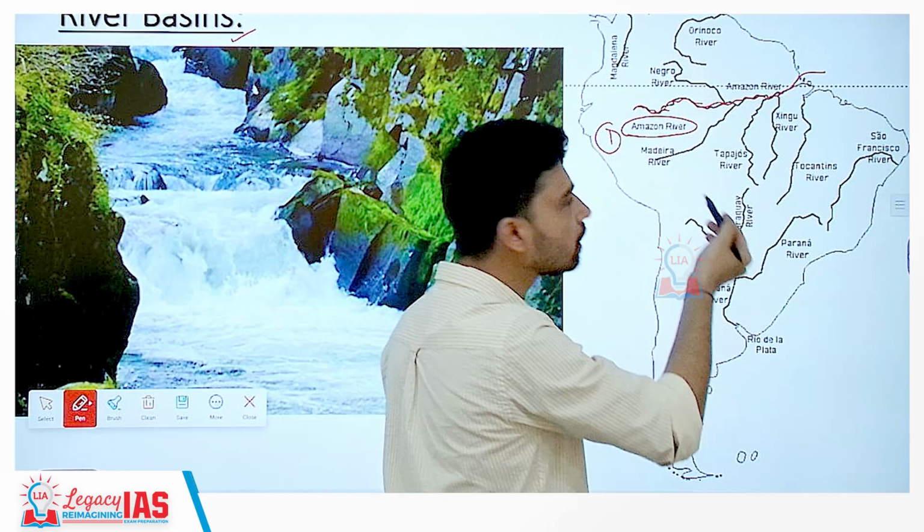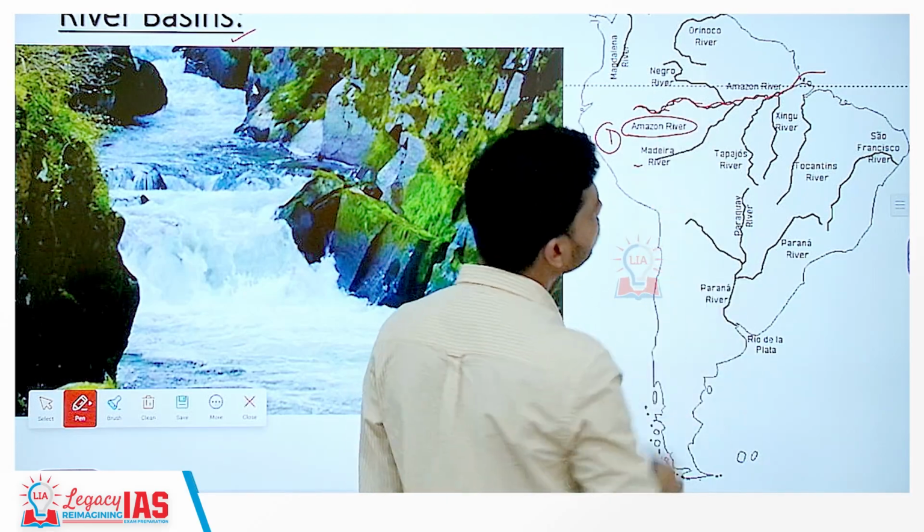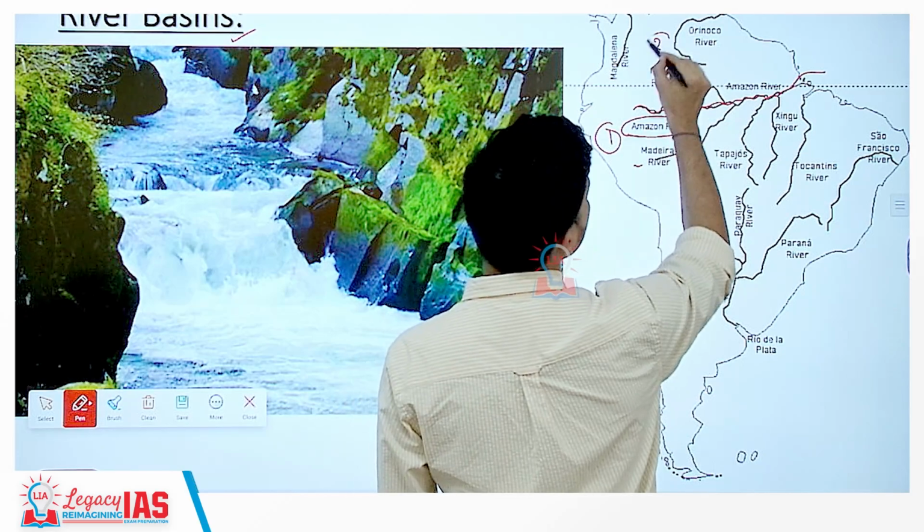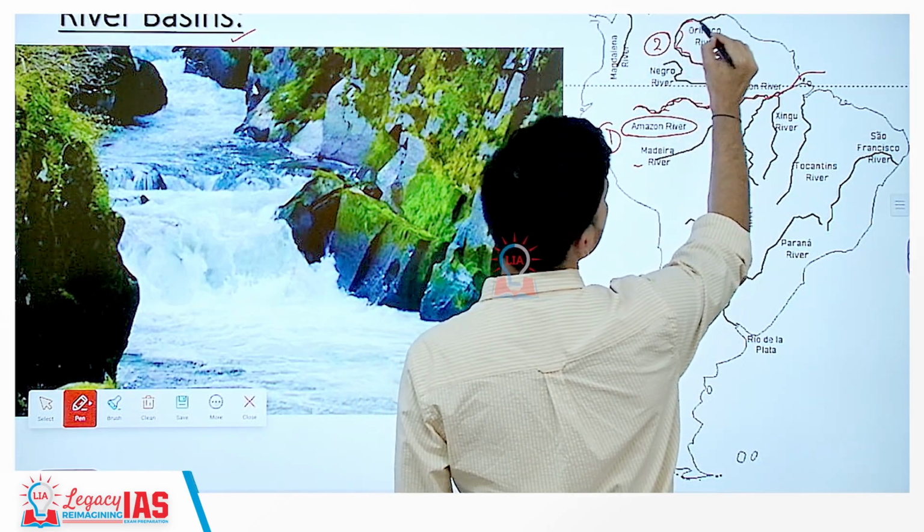Apart from that, it has several tributaries, we can say like the Madeira river, Negro river, Tapajós river, Xingu river. The second important river is flowing to the north, that is called the Orinoco river.